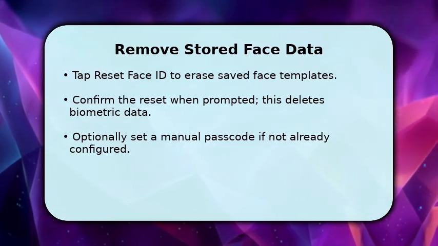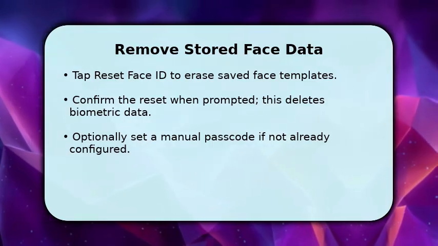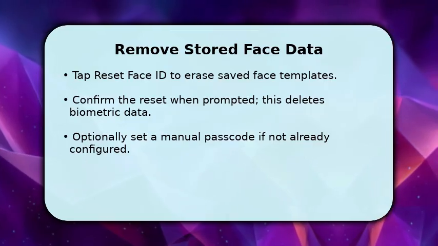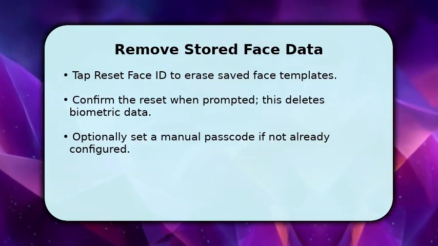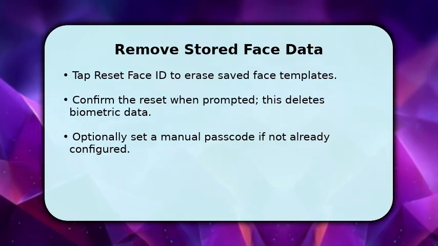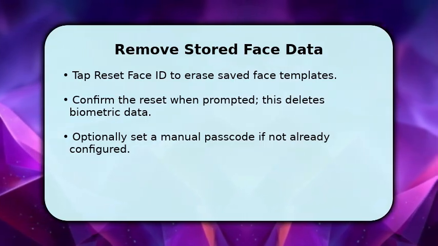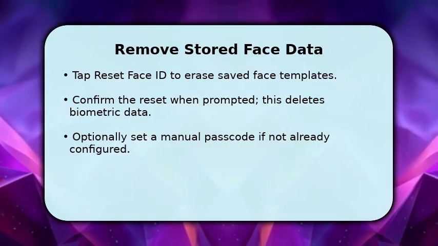Once removed, the phone falls back to your passcode for everything. Make sure you have a strong passcode set. If not, go to Settings > Face ID and Passcode > Change Passcode, or set one in Settings > Face ID and Passcode. After resetting, inspect each toggle to ensure the features remain disabled.